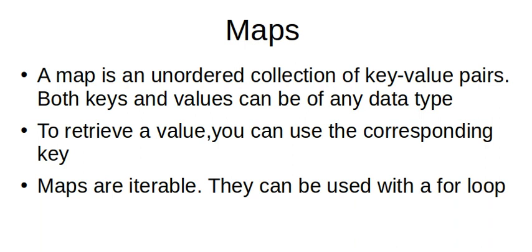Well, with that said, a map is an ordered collection of key value pairs. Both keys and values can be of any data type. A feature of a map is that to retrieve a value, you can use the corresponding key. And another feature of maps is that maps are iterable. They can be used with a for loop.